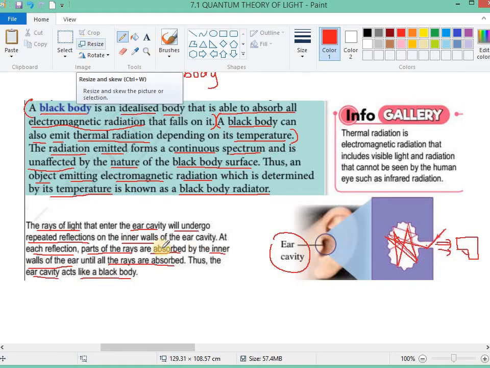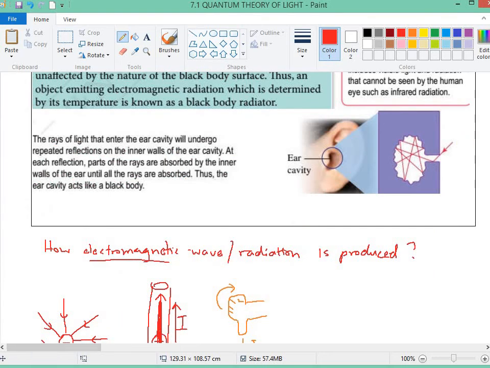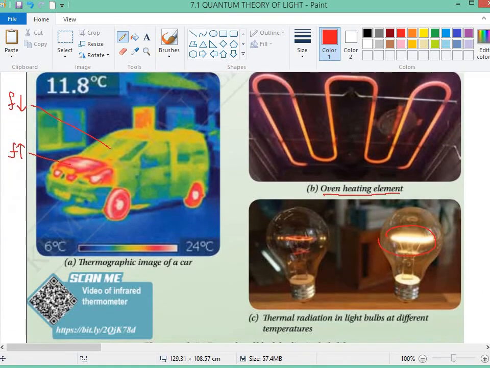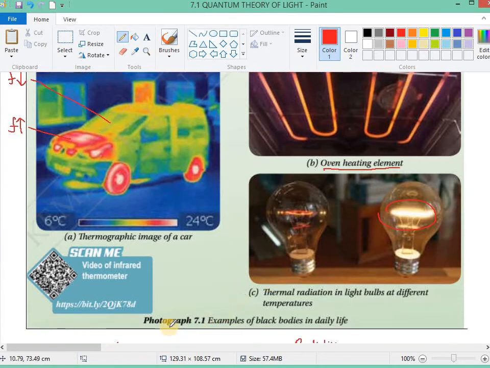Okay. If you look at this diagram, this picture, at the bottom here it says photograph 7.1, example of black body in daily life. I believe this statement is wrong. Like what I said, there is no actual black body in real life. But what we can say is that these are examples of black body radiators. If this says example of black body radiator in daily life, then this is correct.